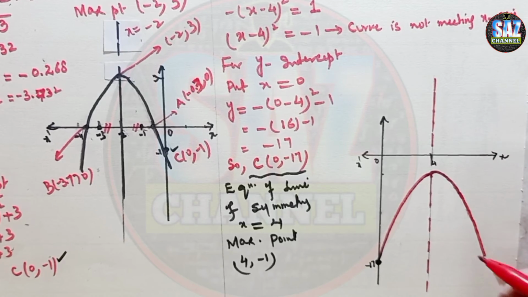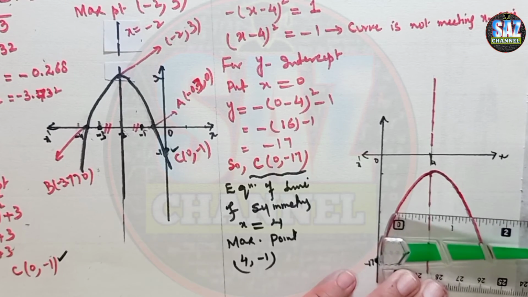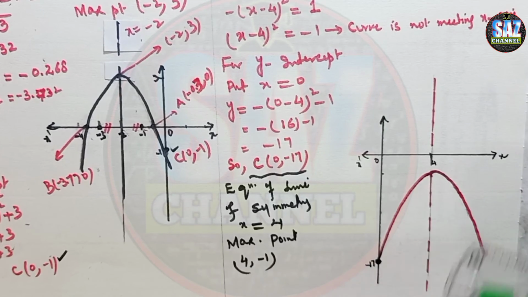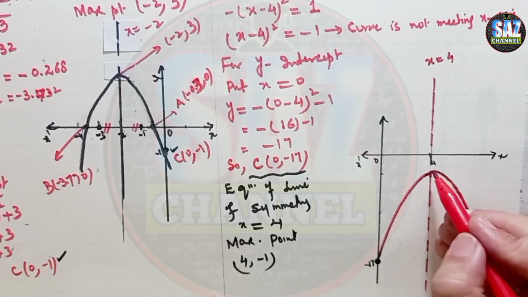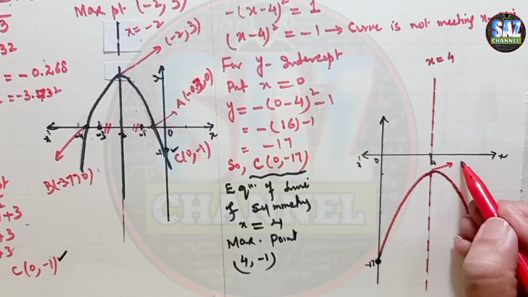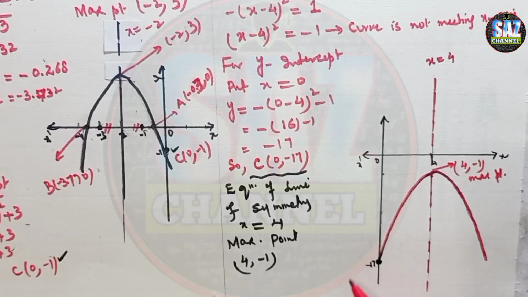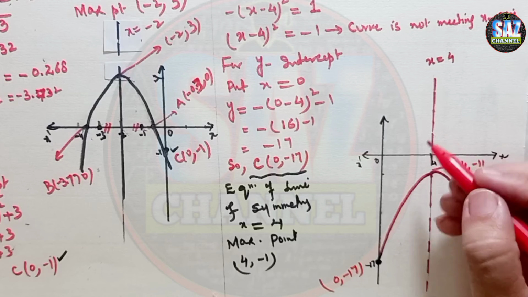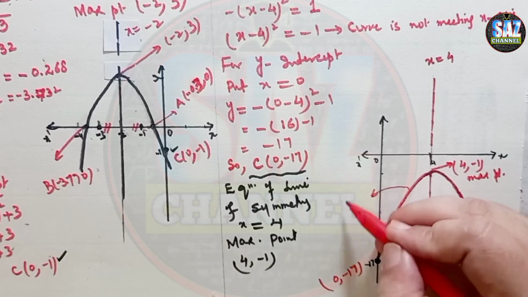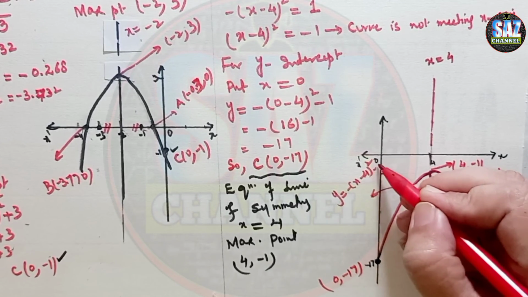The technique that you have to keep in your mind is that on both sides of the line of symmetry, we should have the same gap. So this is the line of symmetry, x equals to 4. This is my maximum point, 4 with minus 1, and then this is my y-intercept, 0 with minus 17, and the curve that we needed to draw was y equals to minus (x minus 4) whole square minus 1.